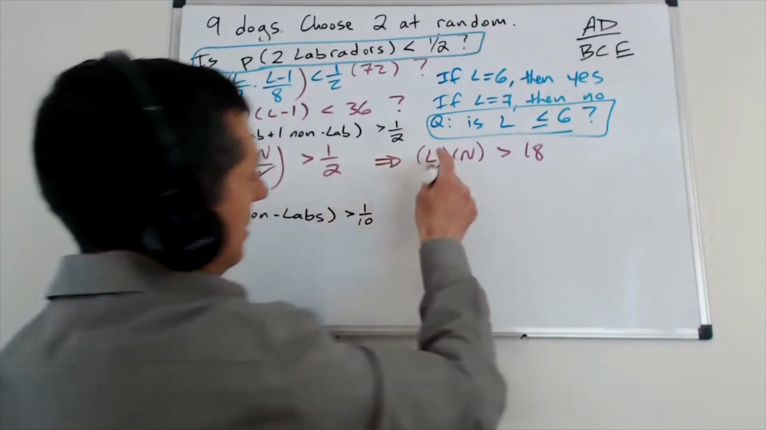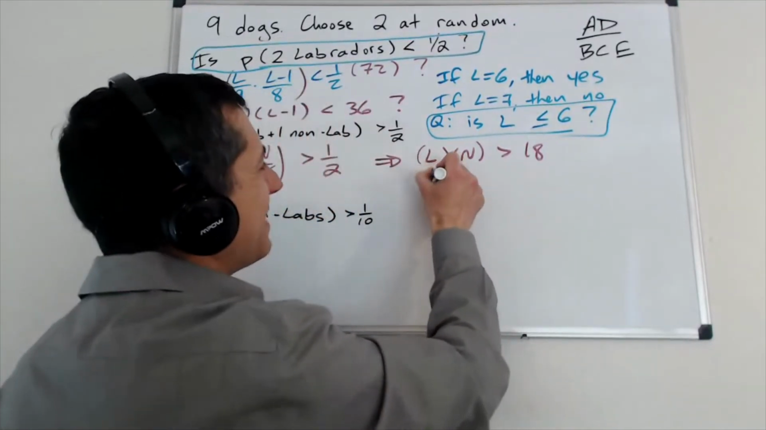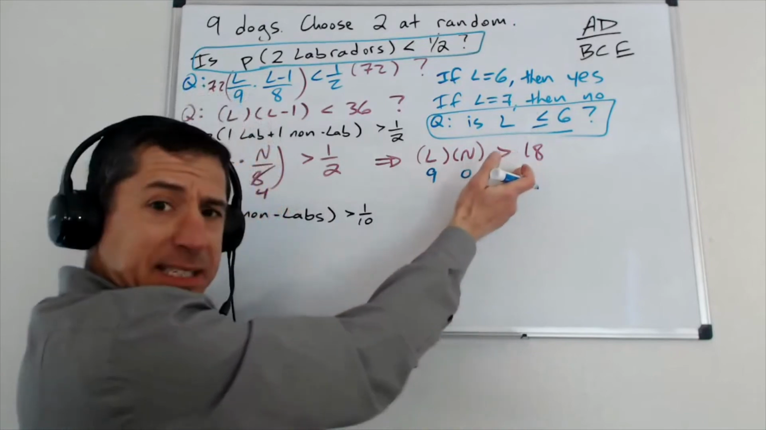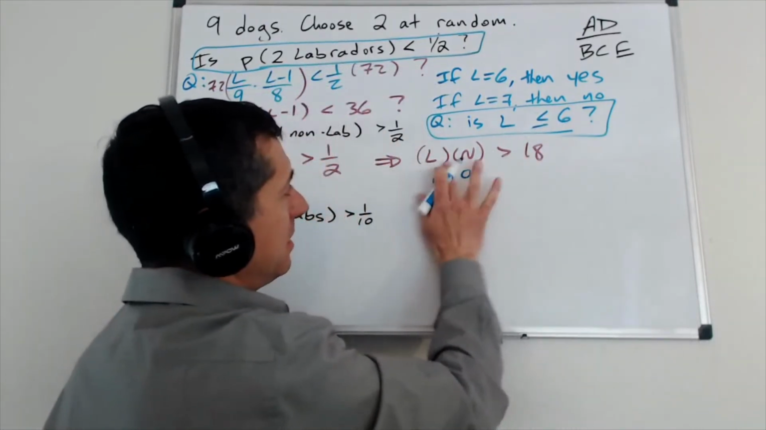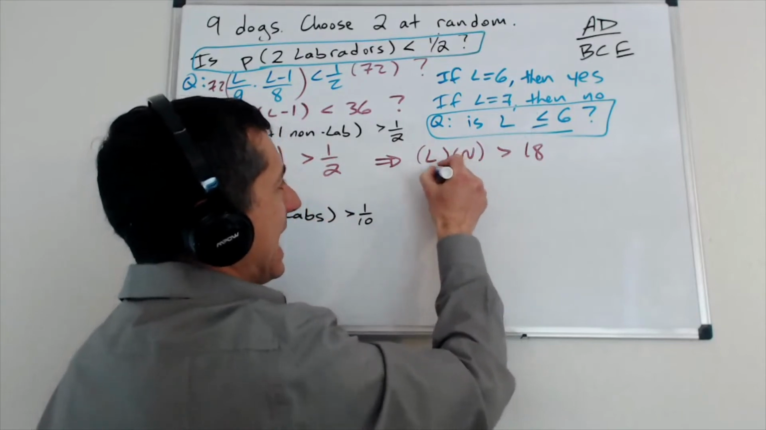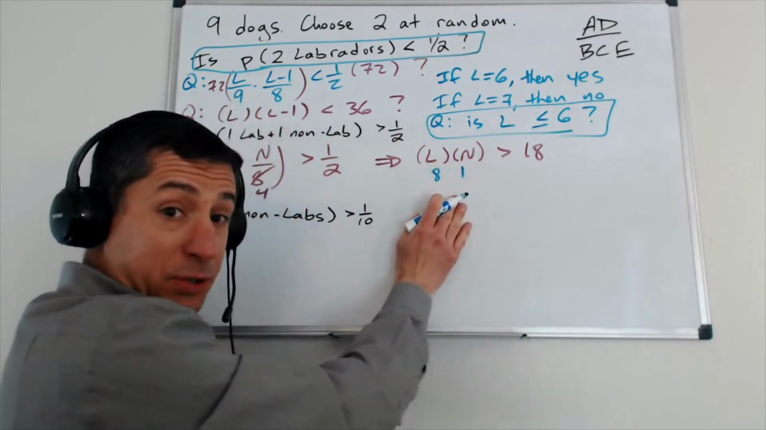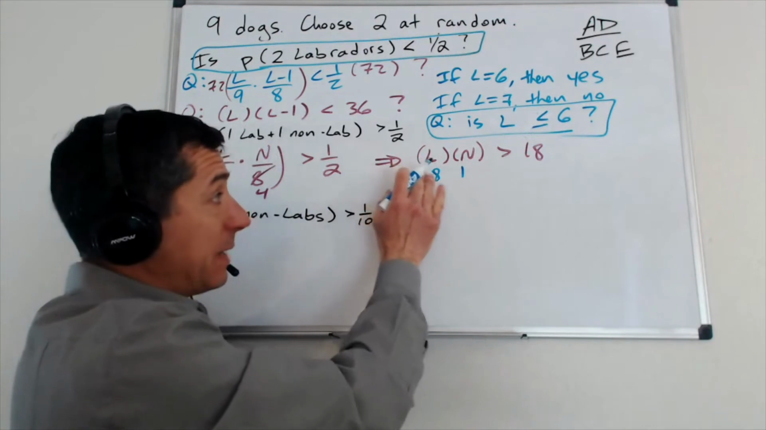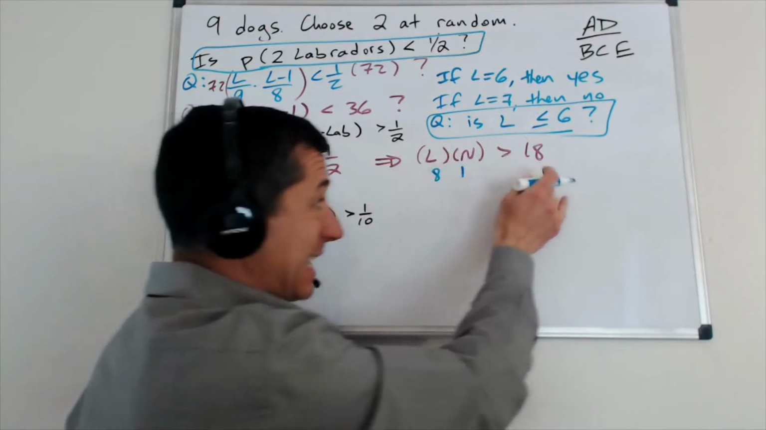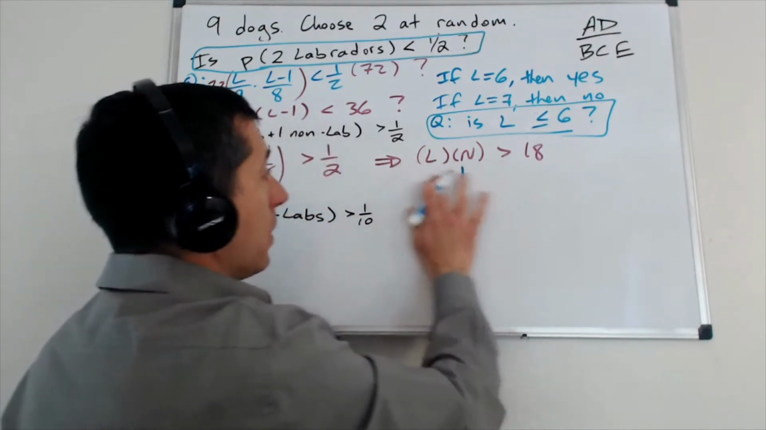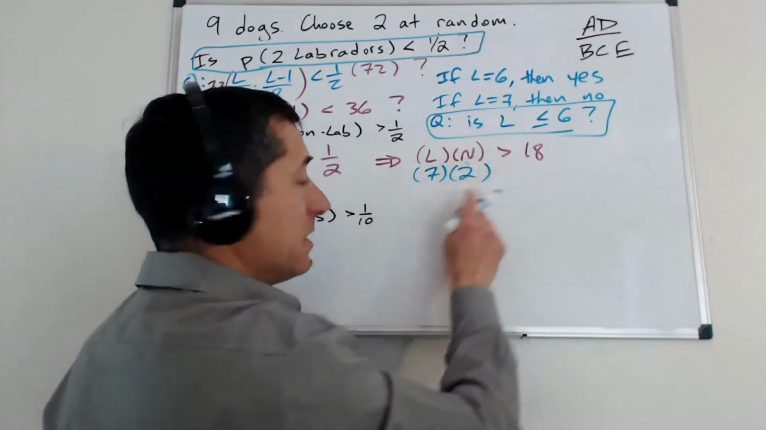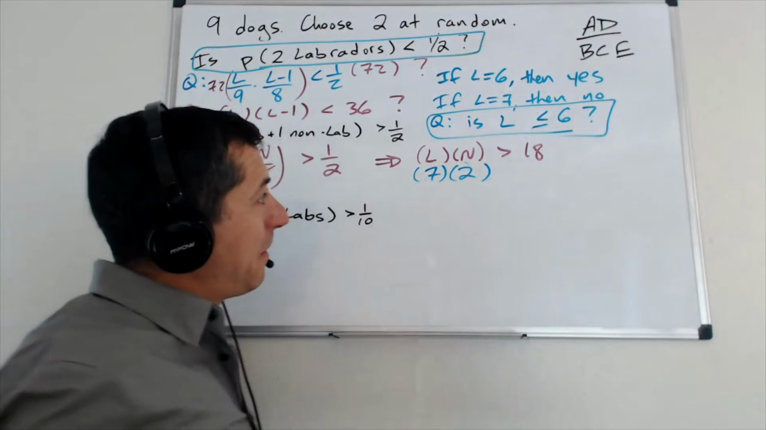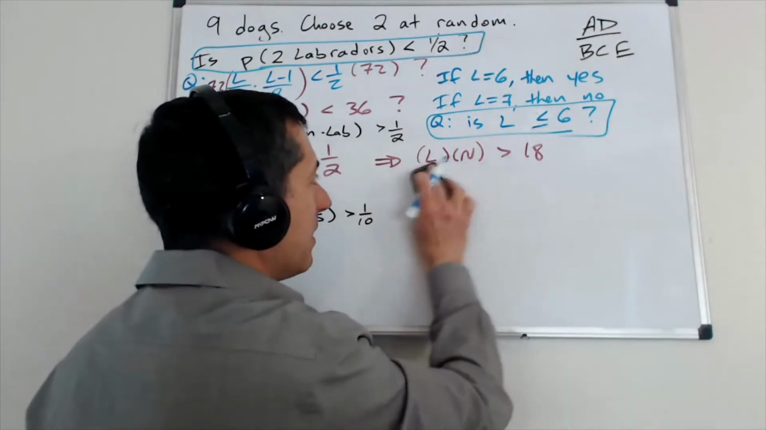So let's start with the big number here, I suppose. What if I have 9 labs and no non-labs? Then obviously this is not going to be true. So that can't be the case. Well, what if this is an 8 and a 1? Still can't be true, right? There's no way I can have 8 Labradors here because the number of labs times the number of non-labs is not greater than 18. What about 7 and 2? Still not working for me. But now we're getting close, right?